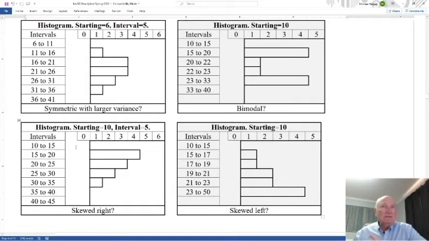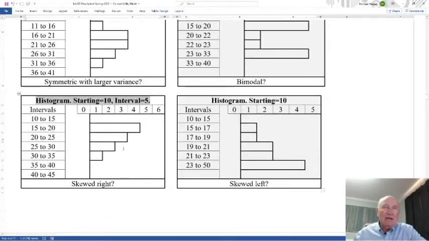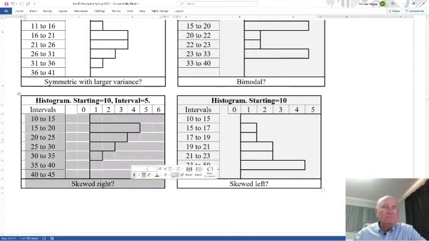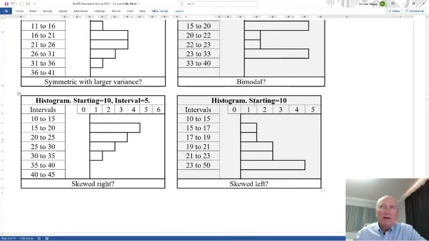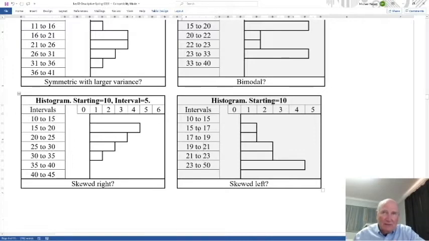Finally, this is interesting. My interval is still 5, same as before, but now instead of a starting point of 9 or 6, I start at 10, and look what happens. It's still an interval of 5, but it looks like it's skewed right. But here, I have a starting point of 10, very same starting point, but my intervals vary, and it illustrates a skewed left distribution. But again, the intervals are not the same. I say that's a misuse.